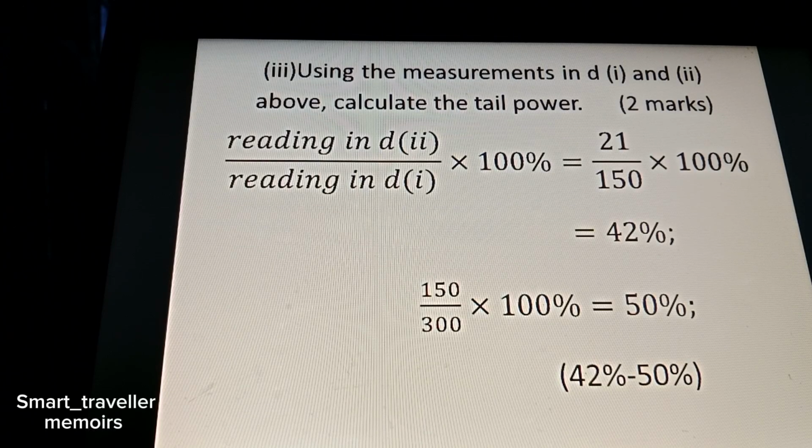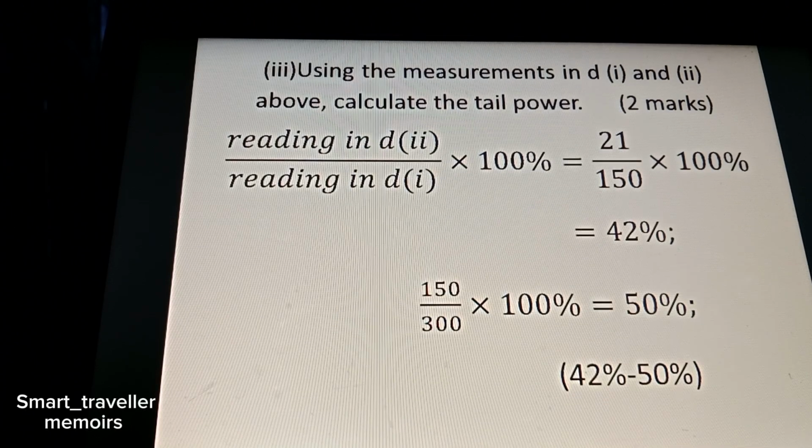Using the measurements in D1 and 2 above, calculate the tail power: reading in D1 over reading in D2 times 100%, which is going to be 21 over 150 times 100%. So the tail power is 14%, or 150 over 300 on the biggest times 100% equals 50%. So the answer lies between 14% and 50%.